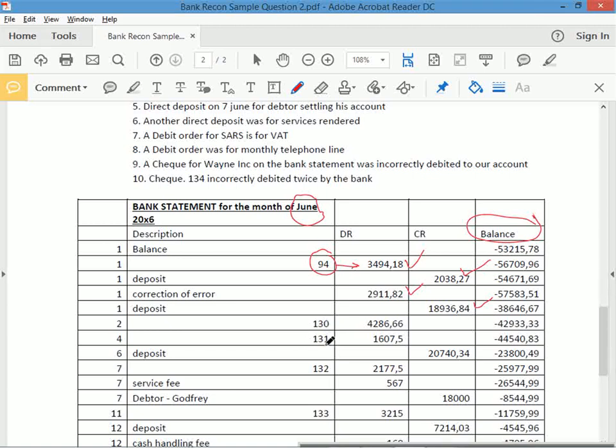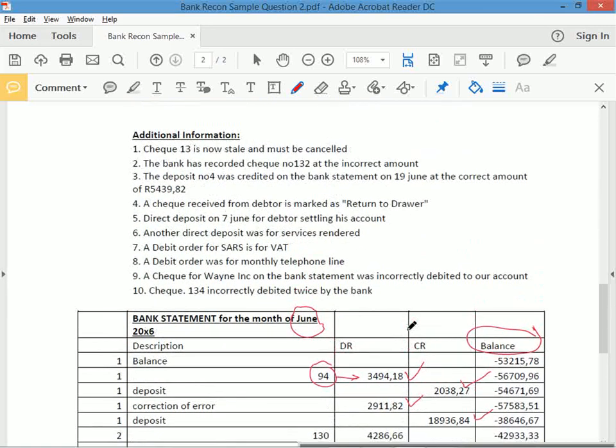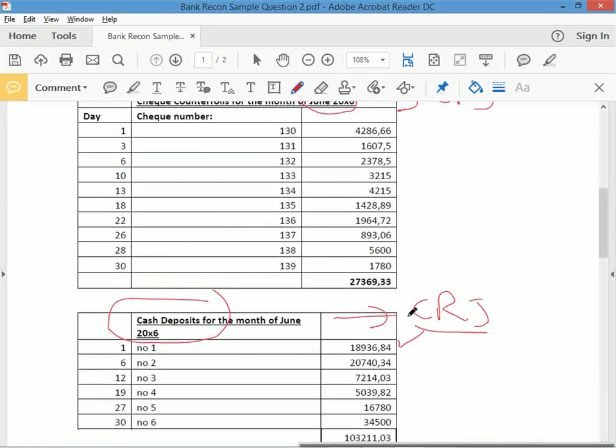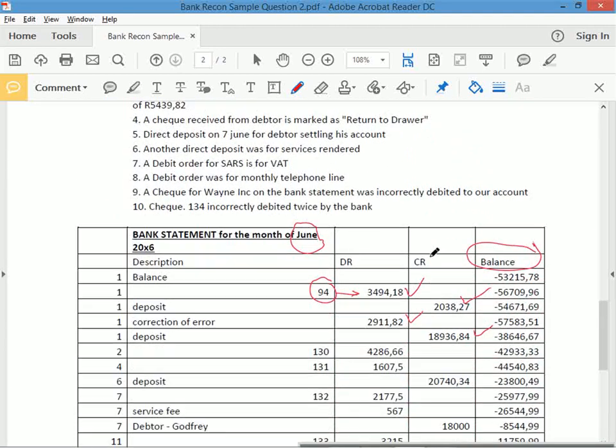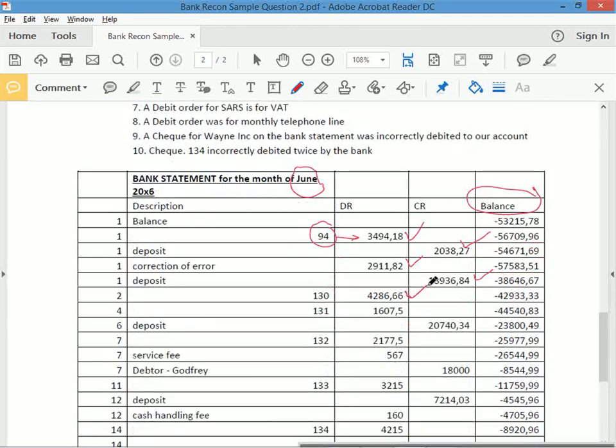Then we've got a deposit. Well, that was the deposit. Now we've got a check. 130. 4,286.66. Let's go back and check. Do we have that? 4,286.66, perfect. Tick that. There's the payment. It's in my books. It's in the cash payments. Is it in the bank's books? Yes, it is. Tick.